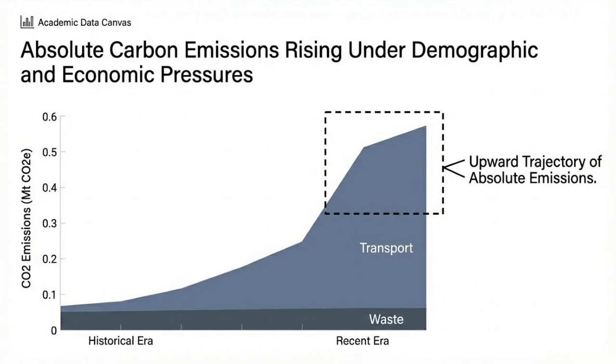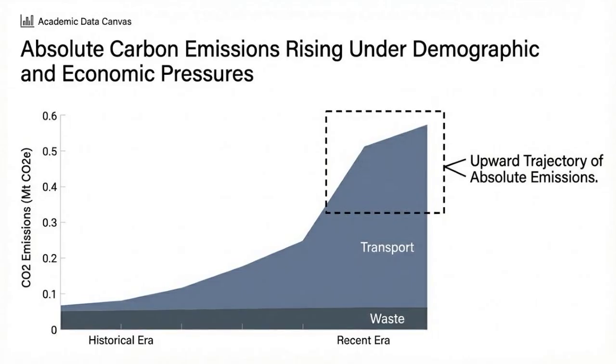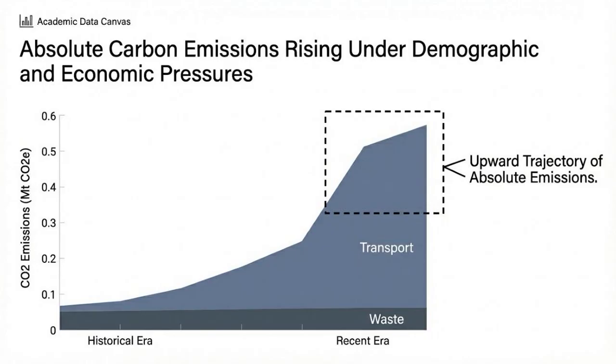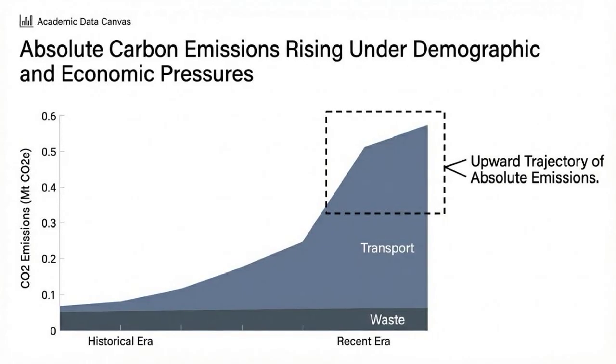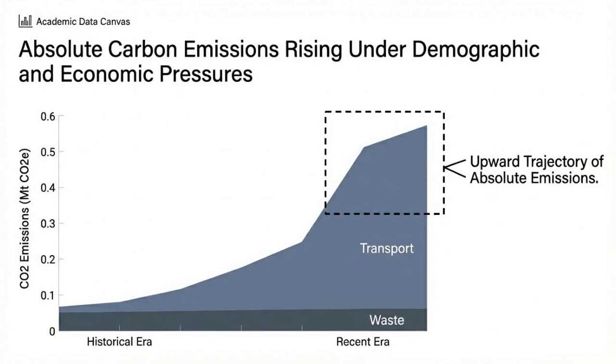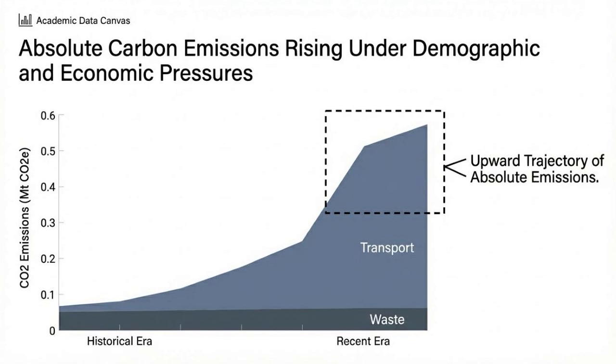The data shows absolute carbon emissions are rising noticeably, which isn't surprising given the economic growth. But the deck specifically highlights the transport and waste sectors. Right, there's a dashed box emphasizing the upward trajectory here. Yeah, transport emissions alone jumped from under 0.1 megatons of CO2 equivalent to over 0.5 megatons. It's a massive relative spike. This is the messy reality of rapid urbanization playing out in the atmosphere.